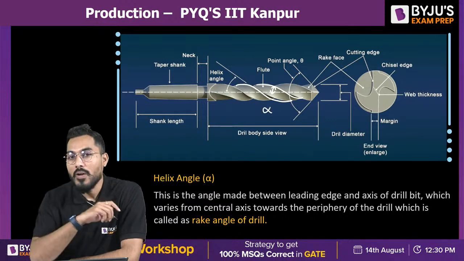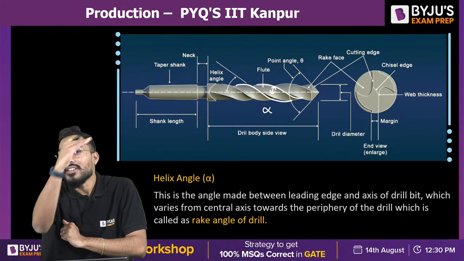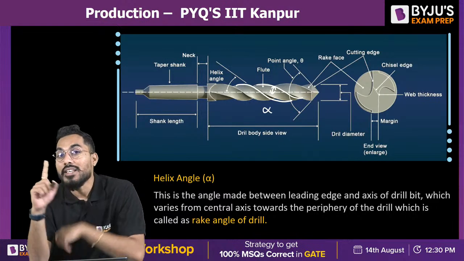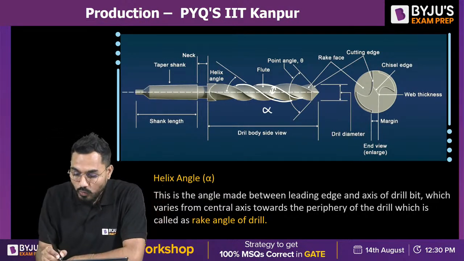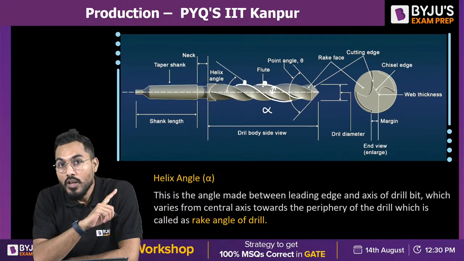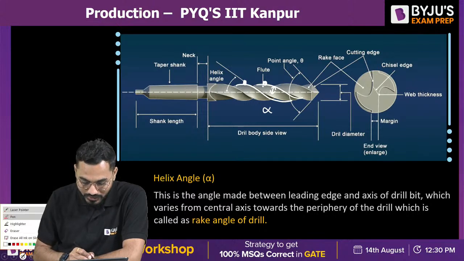It is written alpha. And you can easily understand that from the center, this angle made by the leading edge with the axis of the drill bit is continuously increasing. And at the outer periphery, can I say that it will become maximum? At the outer periphery, it will become maximum. So that maximum angle defines my what? Rake angle.